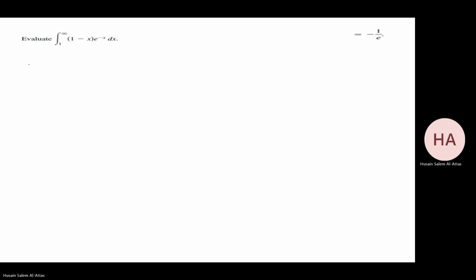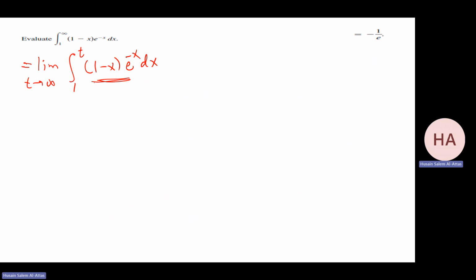This one, first I'll change it into the definition. The limit as t goes to infinity of the integral from 1 to t of x e to the minus x dx. Now, how to find this integral? I need now the methods. Integration by parts. Actually, the tabular method will do it. So I have x, I have 1, I have 0. And e to the minus x, its integral is minus e to the minus x. That will be plus, that will be minus.